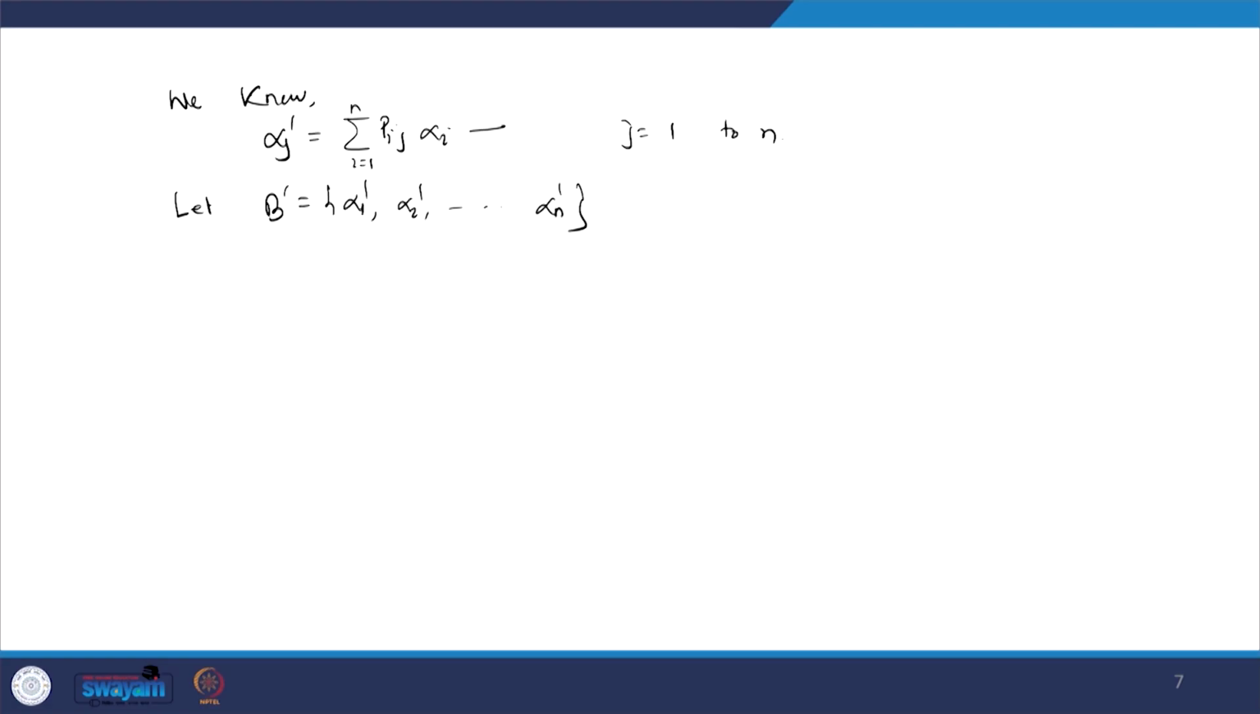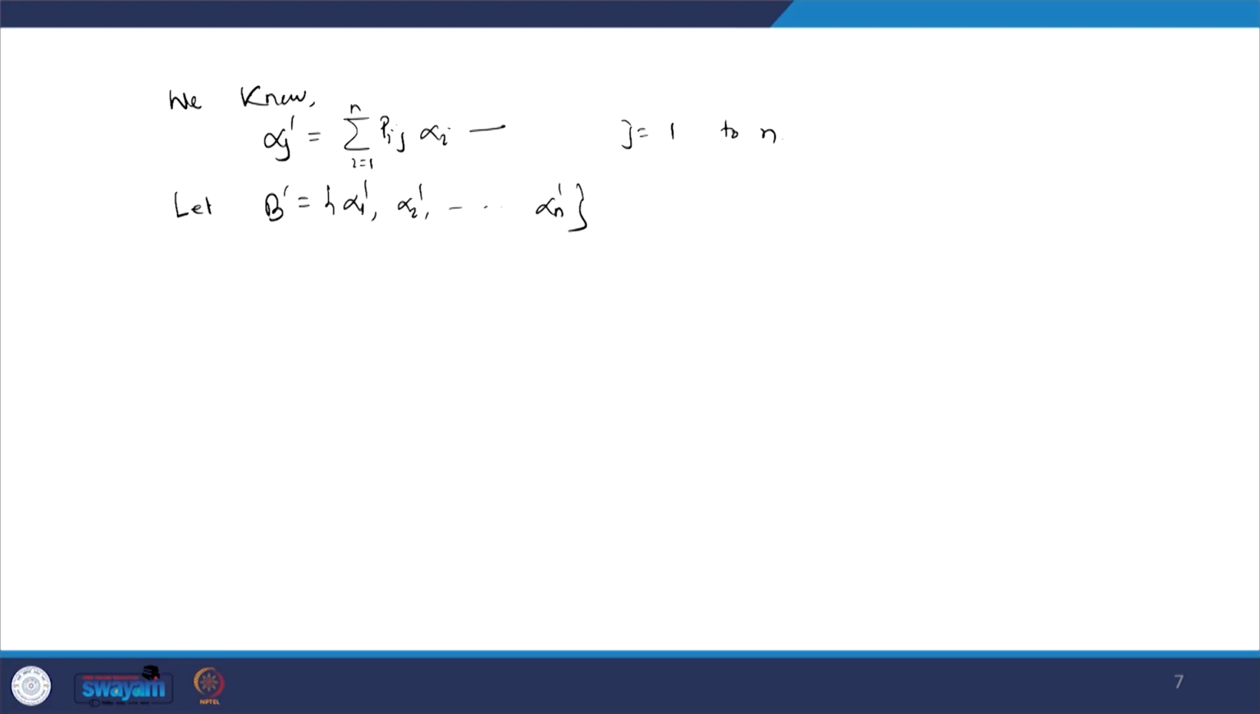I claim this is an ordered basis for the vector space V, please. With this order, the first element is my alpha 1 prime, second is alpha 2 prime and nth is alpha n prime, please. Okay. If I somehow can show that these n elements span the vector space V, then I am through, because the dimension of the vector space V is n. So, we need for any basis exactly n linearly independent elements. There are exactly n elements. Now, if I show that they span the space V, then I am through.